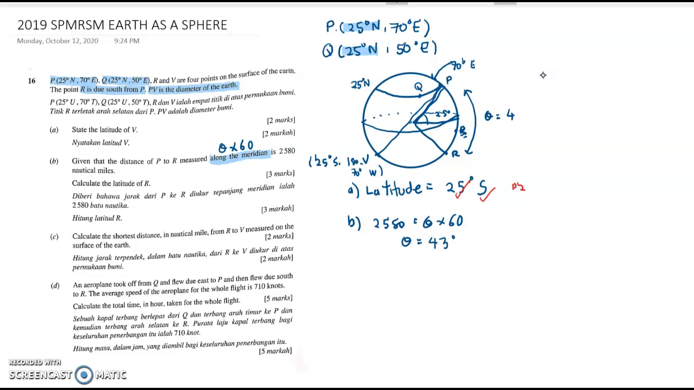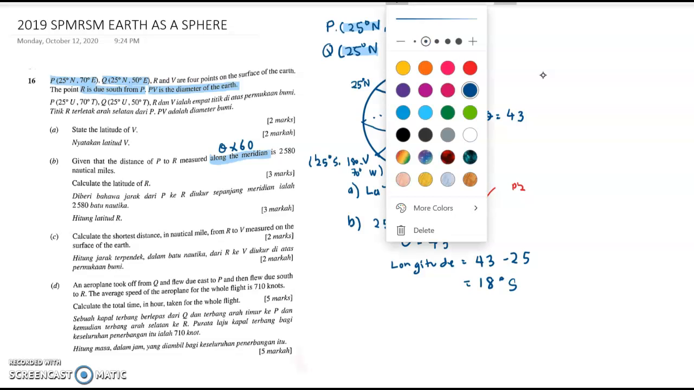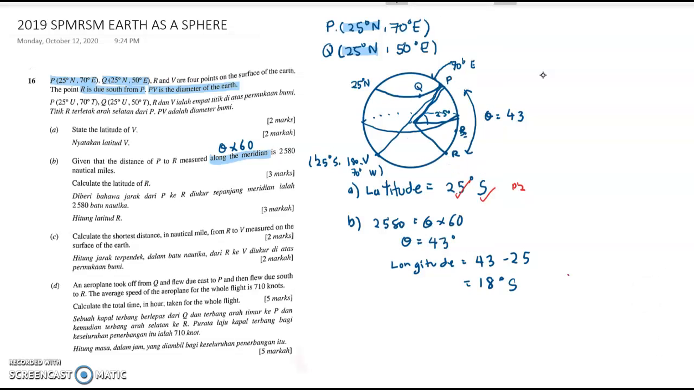So how do we calculate the latitude? It is 43 minus 25. So we have 18 degree. And what about the direction? Is it still north? No, it has now become south, because 43 is greater than 25. That's why our direction changed. Because theta, 43, is greater than our latitude, hence our direction changes.